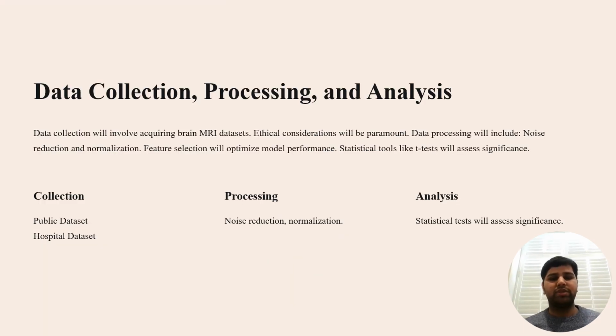Data collection, pre-processing, and analysis. There are two types of data collection. First of all, I will be using public data sets. That means the free source data that are given on Kaggle, IEEE. I will be using that at first so that I can train my model and machine. After that, I will try to get the data set from the hospital and implement that on my model to check whether my model is working properly or not.